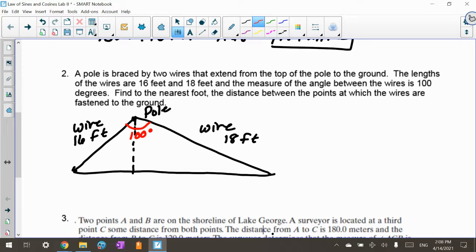So what do they want to know? Find to the nearest degree the distance between the points at which the wires are fastened to the ground. So here it's fastened to the ground and fastened to the ground. So I'm basically looking for this.